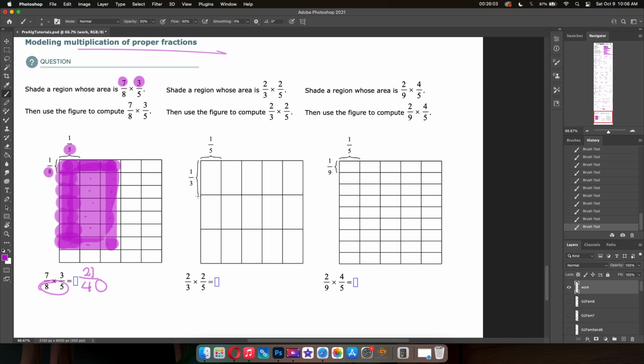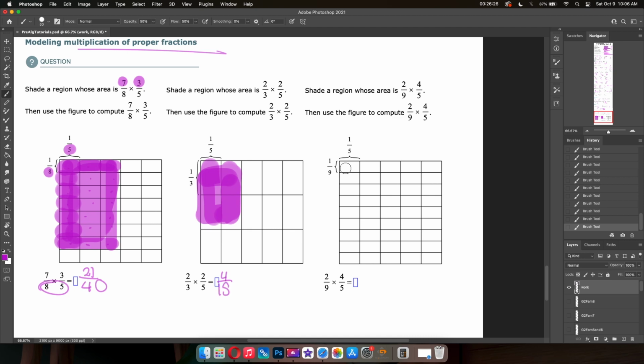Same thing over here. We have how many thirds? We have 2 of the thirds. And then we have 2 of the fifths. Make their little box right there. And then what do we have? 2 times 2, we have 4 boxes shaded. How many total boxes are there? It's a 3 by 5 grid. 3 times 5 is 15.